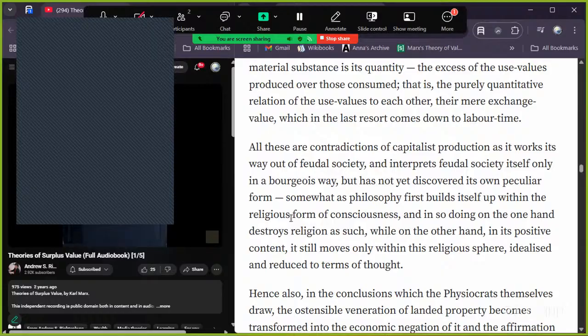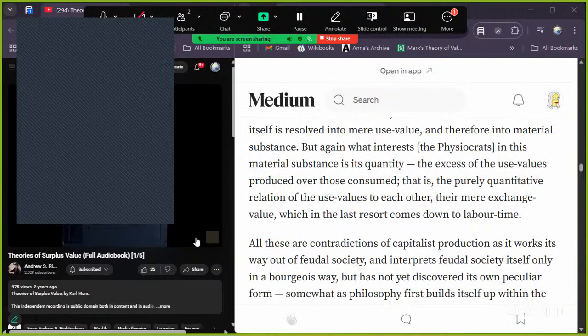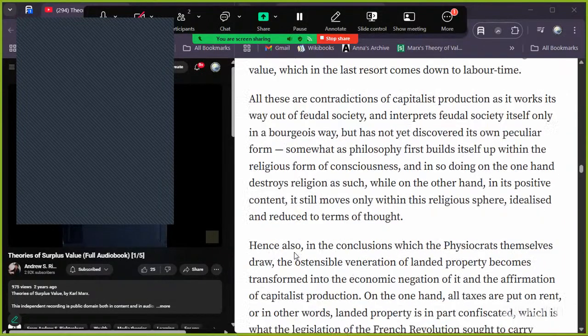Value itself is resolved into mere use value, and therefore into material substance. But again, what interests the physiocrats in this material substance is its quantity, the excess of the use values produced over those consumed. That is, the purely quantitative relation of the use values to each other, their mere exchange value, which, in the last resort, comes down to labor time.